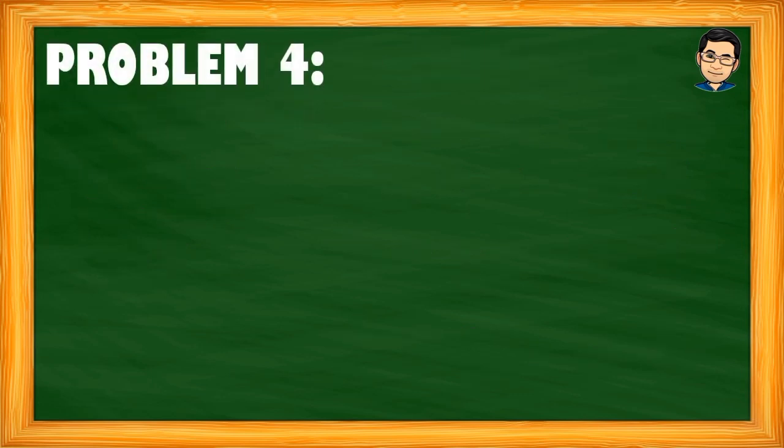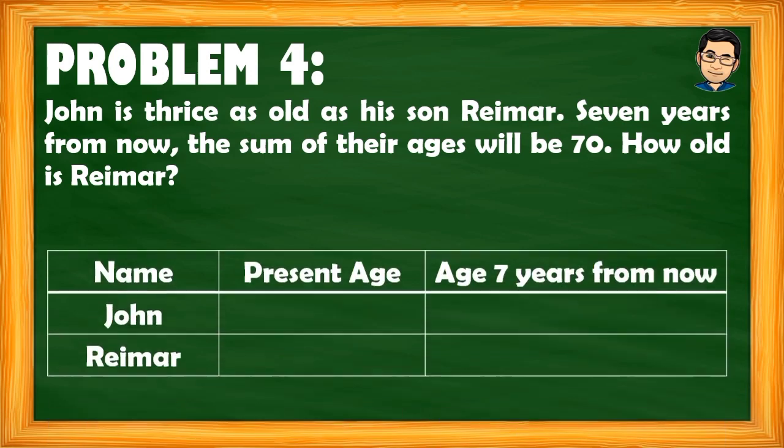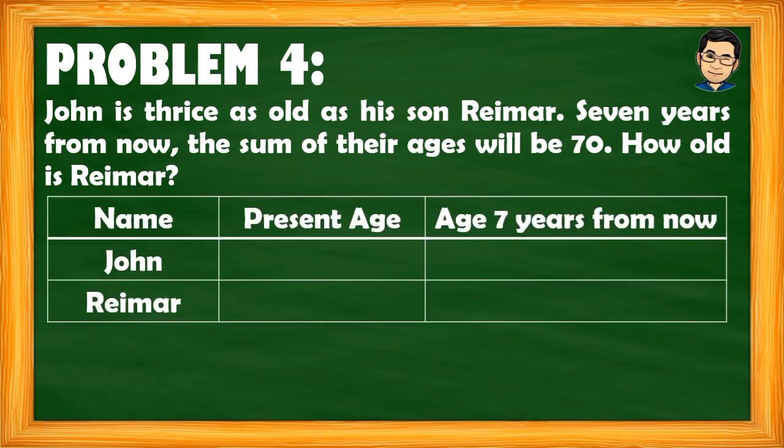So, let's have problem number 4. John is thrice as old as his son Reimar. 7 years from now, the sum of their ages will be 70. How old is Reimar? So, ang pagkakaiba ng problem na ito sa previous problem natin is dito given yung sum ng ages ng dalawang tao. So, which is 70. So, paano natin i-represent yung present age saka yung age 7 years from now ni John and Reimar?